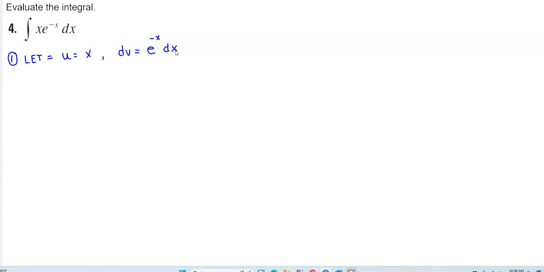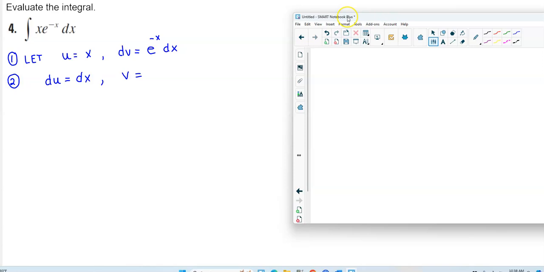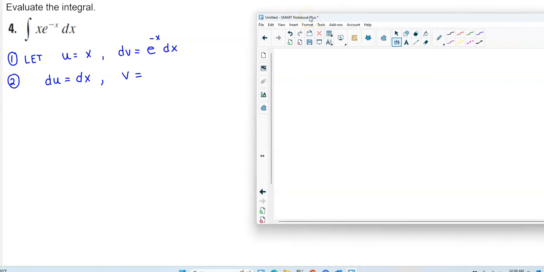Okay, so now we're going to take the derivative with respect to x to both sides. So we have du, which is equal to the derivative of x, which is 1, dx. And now we want to take the antiderivative of e to the negative x. So let's go ahead and do that. So we want e to the negative x dx.